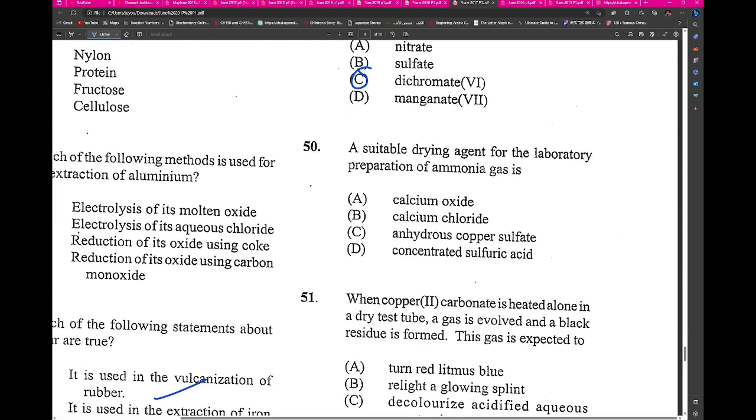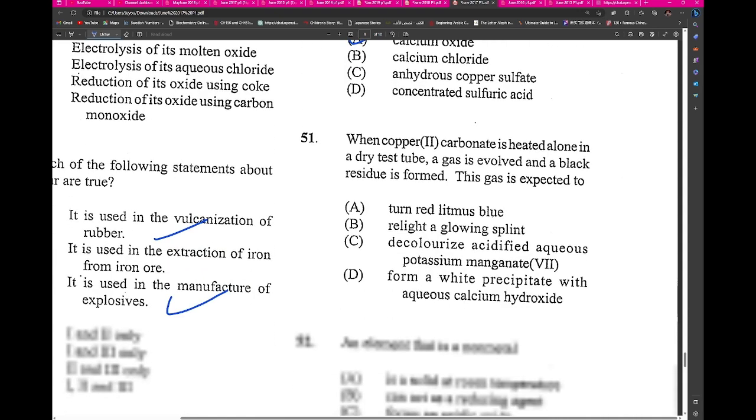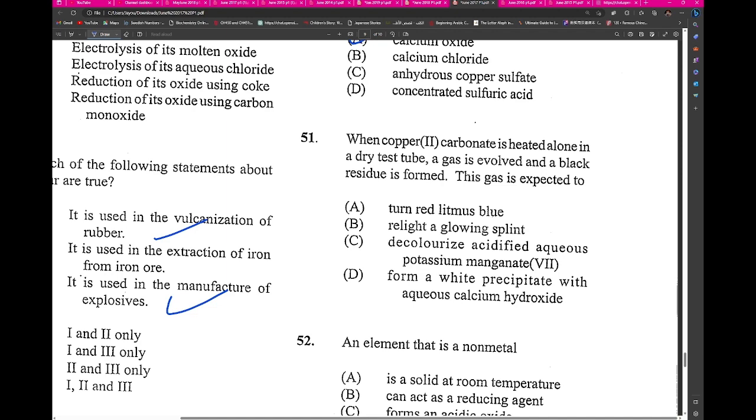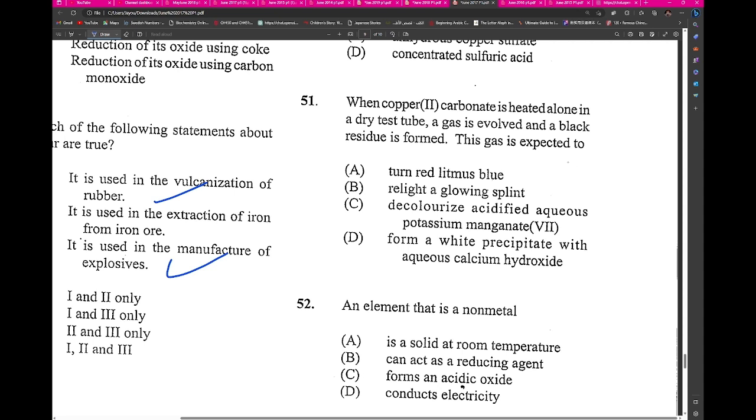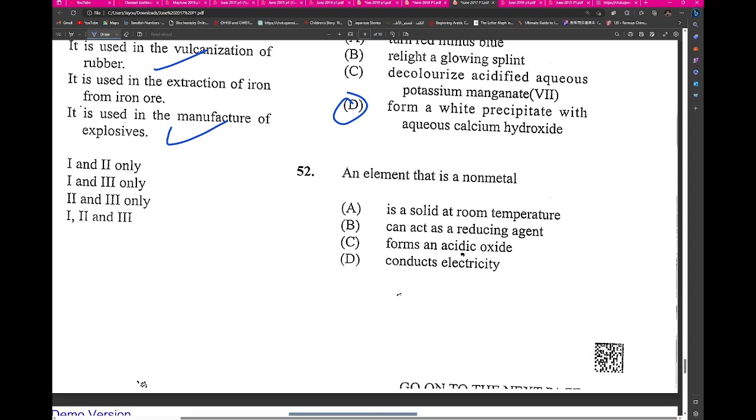A suitable drying agent for laboratory preparation of ammonia gas would be calcium oxide. When copper(II) carbonate is heated alone in a dry test tube, the gas is given off and a black residue is formed. The gas expected to turn limewater milky, or decolorize acidified potassium permanganate, or form a white precipitate with calcium hydroxide. An element that is a non-metal. Not necessarily. Not necessarily. Forms an acidic oxide.